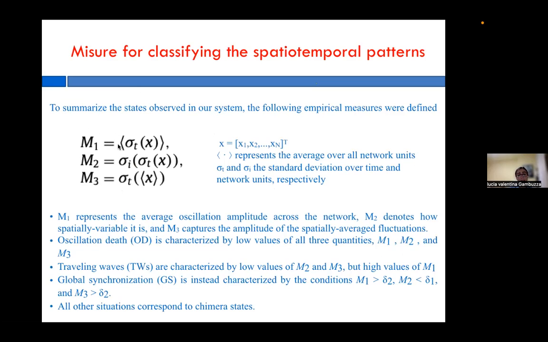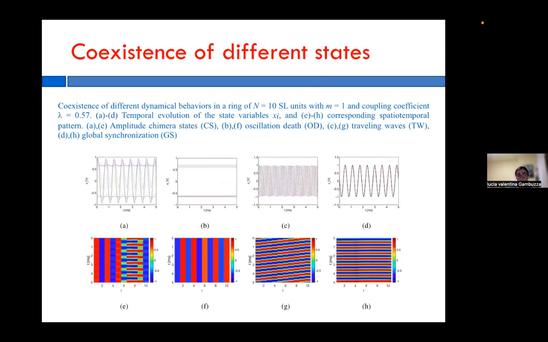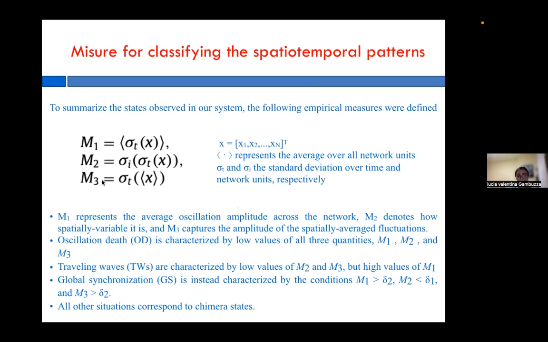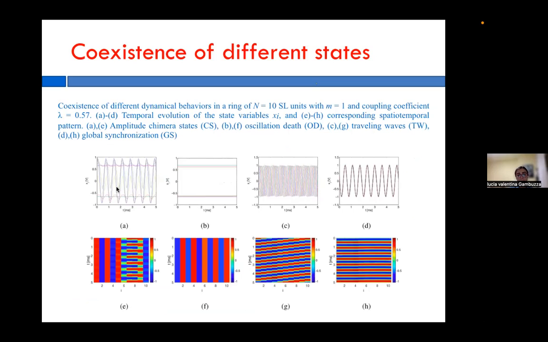M1 is representative of the average oscillation amplitude across the network. M2 is how the spatially variable are distributed, and M3 captures the amplitude of the average fluctuation of each node. In particular, by looking at the state, for example, the first behavior, which is x of each unit in our system, we were also able in this case to identify four different states.